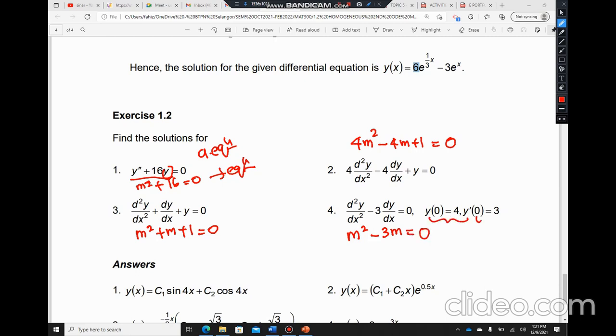Tapi yang ni ada initial, so you need to find y and y prime, and then find C1 and C2. Okay, so that's all for homogeneous linear differential equation, but we just focus on second order. So kalau second order, dia just melibatkan second derivative.